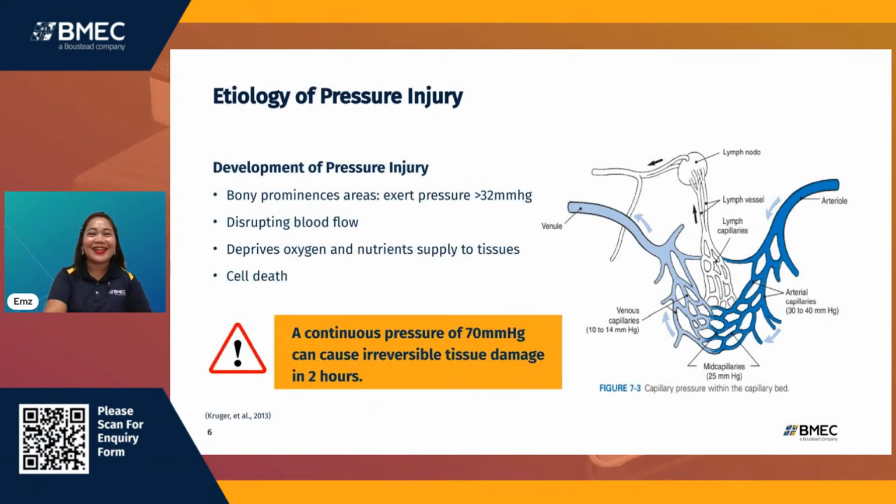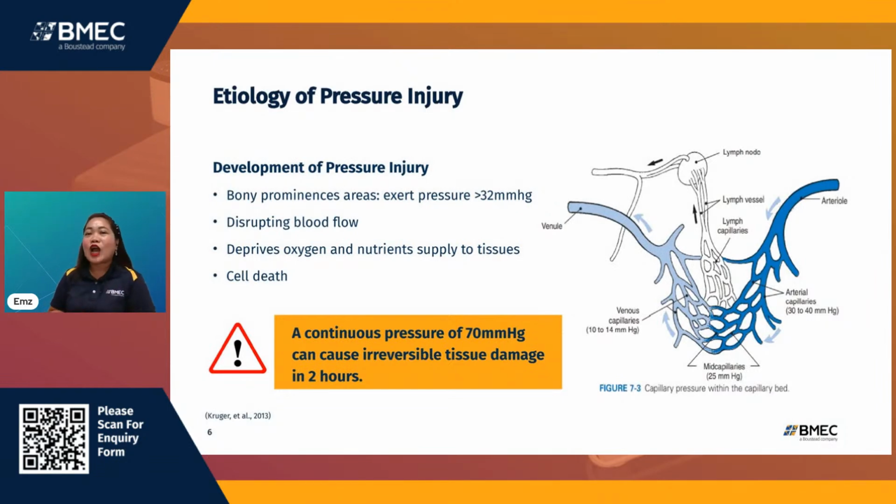Okay? Next slides, please. Okay, so when you call it the development of the pressure injury, when the bony prominence areas exert a pressure which is more than 32 mmHg, which means it reached a level that already disrupts the blood flow and there is not sufficient enough oxygen supply and nutrients.